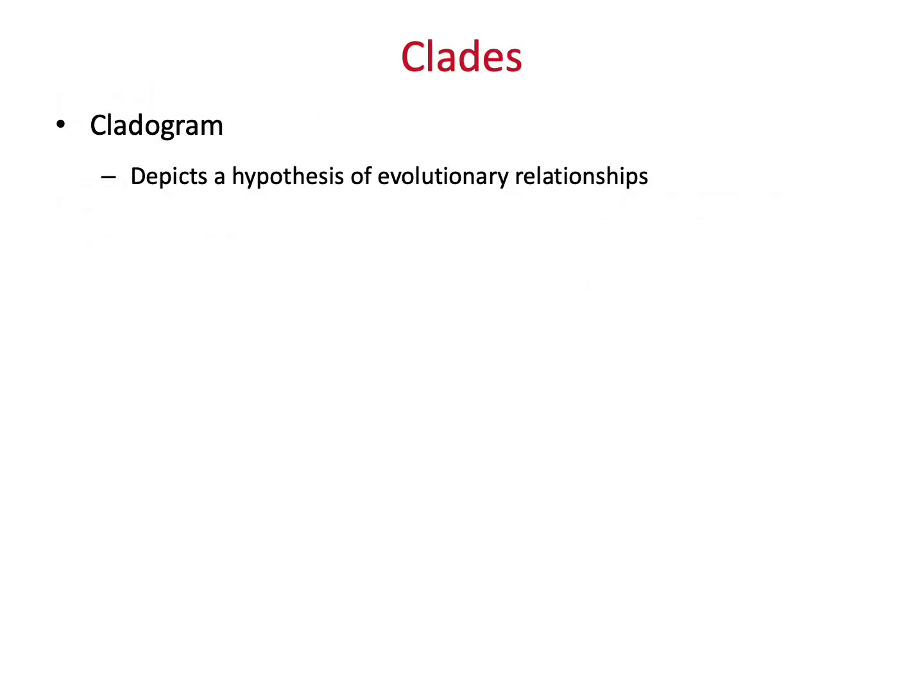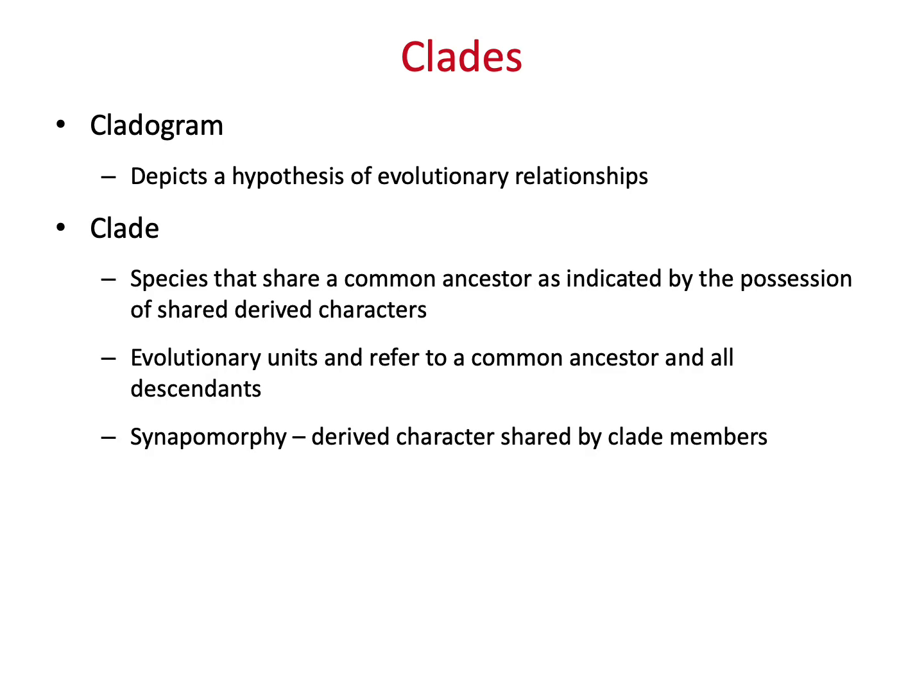Like I mentioned, a cladogram depicts a hypothesis of evolutionary relationship, and a clade, you need to remember this word, is a group of species that share a common ancestor as indicated by the possession of shared derived characters. Clades are evolutionary units that refer to a common ancestor and all the descendants. In a clade, you have to include all the descendants and their common ancestor. A derived character shared by a clade member is called a synapomorphy of that clade.